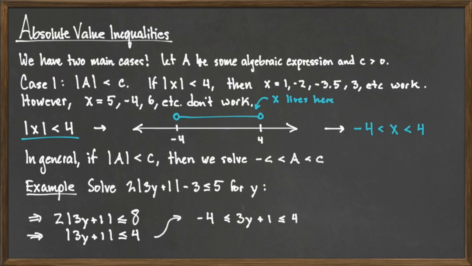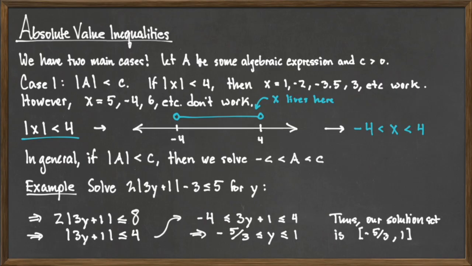Note that my original problem started with a weak inequality, so I'll use two weak inequalities to trap 3y plus 1 in between plus and minus 4. At this point, I just need to isolate y in the middle, so I'll subtract 1 from both sides, then divide by 3, and I'll get the final solution set of the interval from -5/3 to 1 included on both sides. So this is case 1. If absolute value of stuff is less than a number, then I get the kind of compound inequality where that quantity is trapped between the positive and negative version of the number outside.